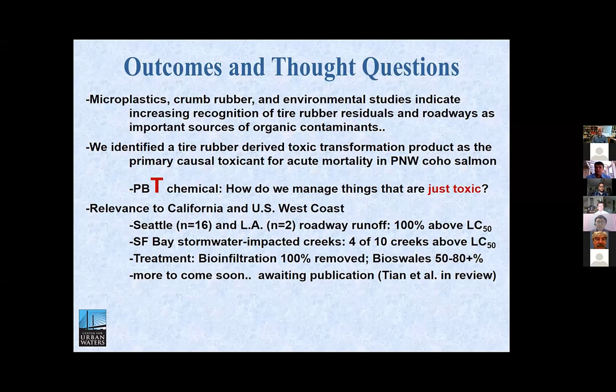We have samples of both Seattle and Los Angeles area roadway runoff, so busy multi-lane highways. 100% of those samples are above LC50 values for coho salmon. And San Francisco-based stormwater impacted creeks, 4 of the 10 creeks were above LC50 values. And with respect to treatment, bioinfiltration completely removes the toxicant. Bioswales cut concentrations by about 50 to 80%, as far as we can tell.